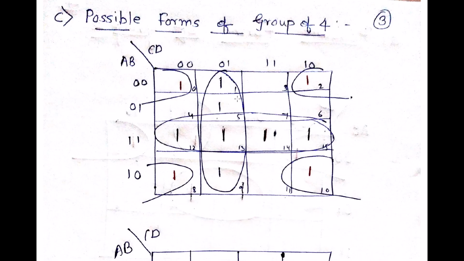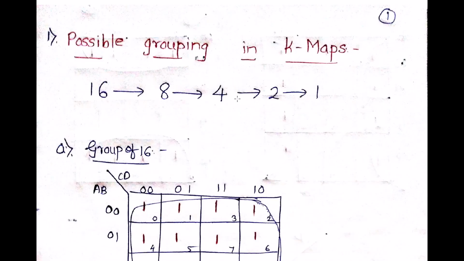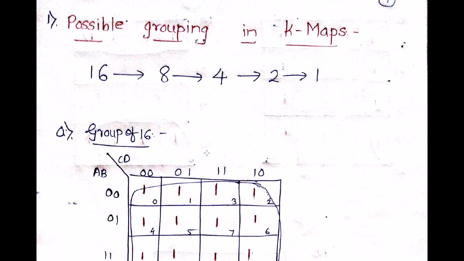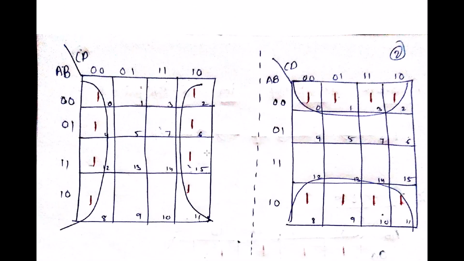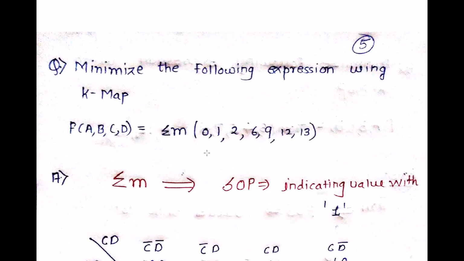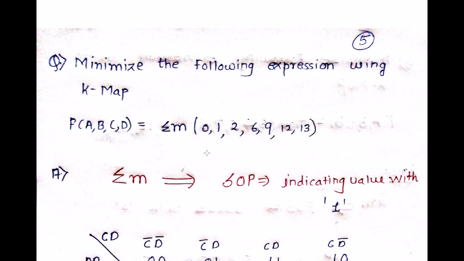So I hope that you are very clear how we are going to group. And for 1, it is just grouping one particular variable, so it's not a big thing. But I hope you understand how we make the groups. Then we'll try to apply it in the numericals that we have over here, and then see how we can reduce and apply those rules over here. So let us try to solve the first numerical.